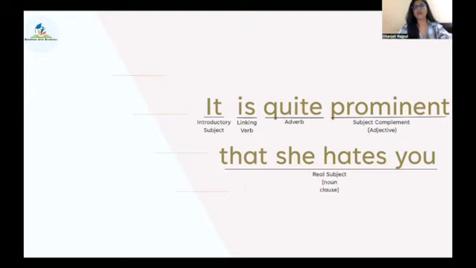Again, whenever the real subject of a sentence is a noun clause, you can use the personal pronoun it as a dummy subject. And again, I'm repeating, the usage of it is not mandatory here. It is optional. Why? Because this structure is the preferred structure.